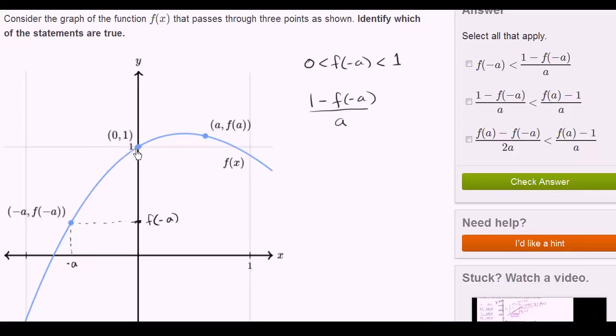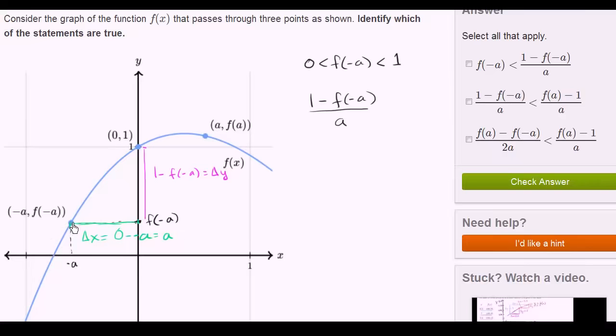If this is our endpoint, our change in y is going to be 1 minus f of negative a. So 1 minus f of negative a is equal to our change in y, and our change in x, going from negative a to 0, is going to be equal to 0 minus negative a, which is equal to positive a. So this right over here is essentially our change in y over our change in x from this point to this point. It is our average rate of change, or you could say it's the slope of the secant line.